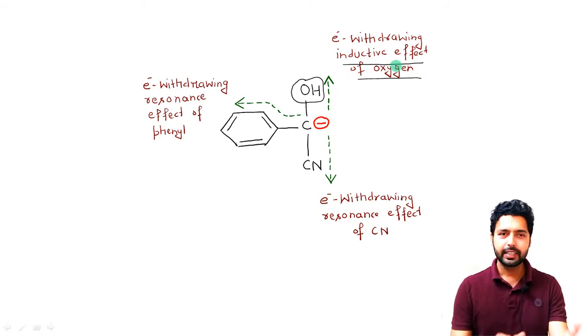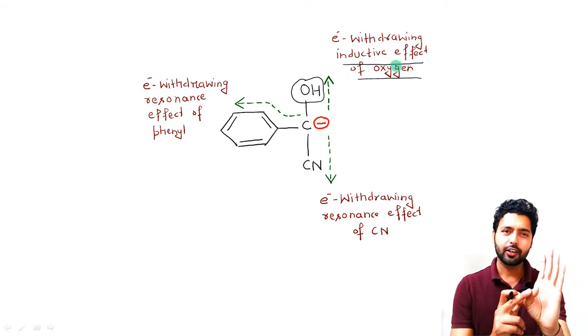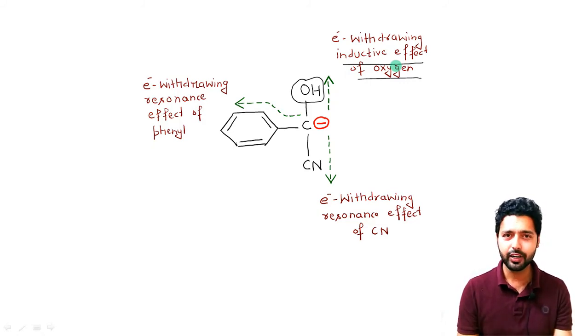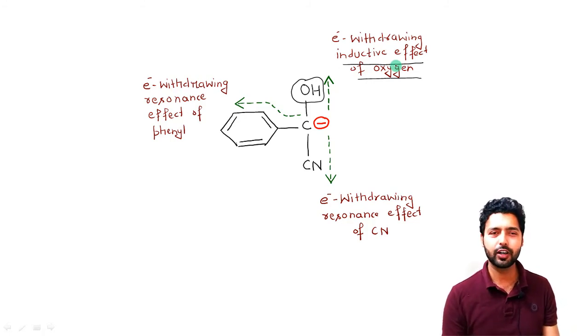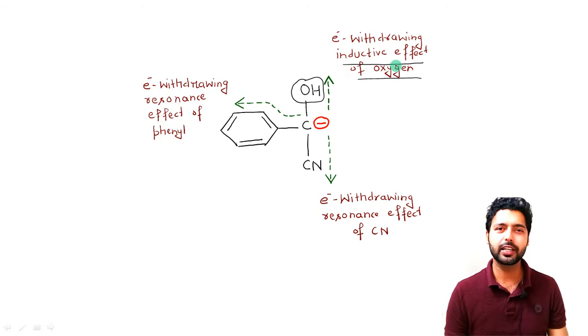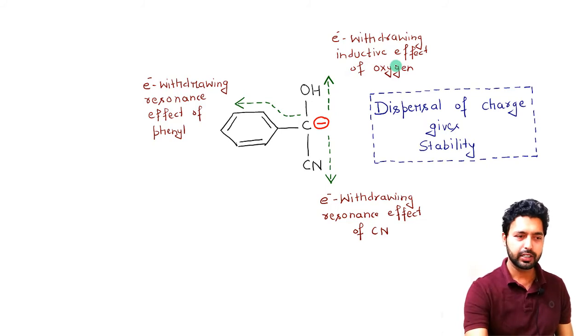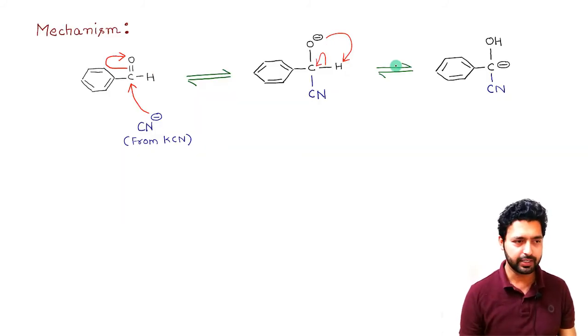So it is the combined effect of the electron withdrawing inductive effect of this oxygen, the electron withdrawing resonance effect of the phenyl ring, as well as the electron withdrawing resonance effect of this cyanide, that this negative charge here is being stabilized, right? So this is the main driving force behind this particular step here.